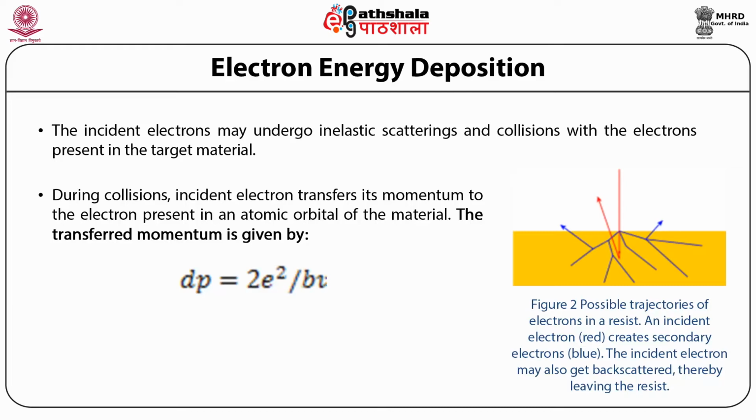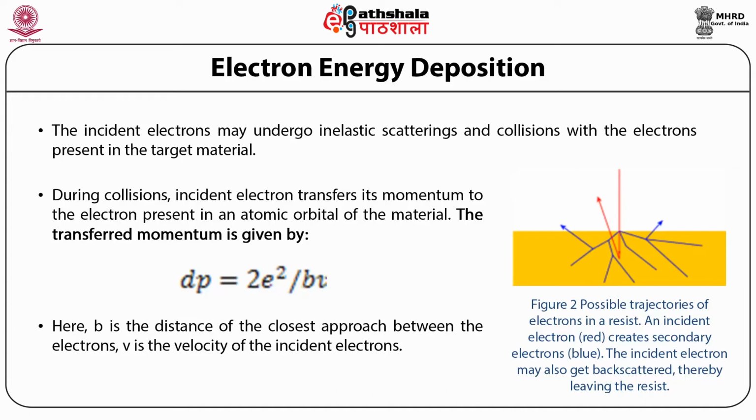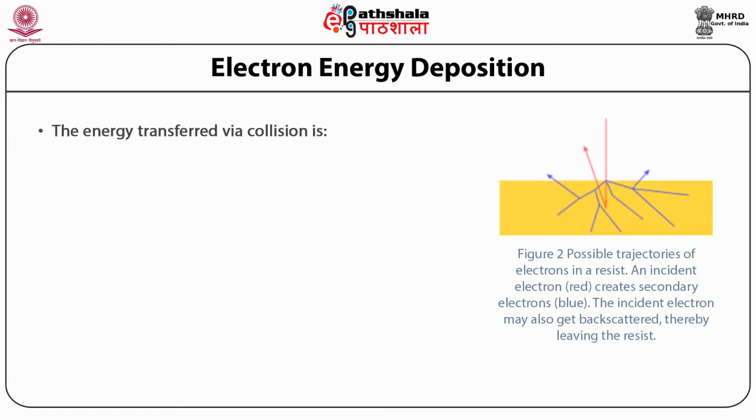The transfer momentum is given by dp equals 2e square by b v, where b is the distance of the closest approach between the electrons. v is the velocity of the incident electrons. The energy transferred via collision is G equals dp whole square by 2m.